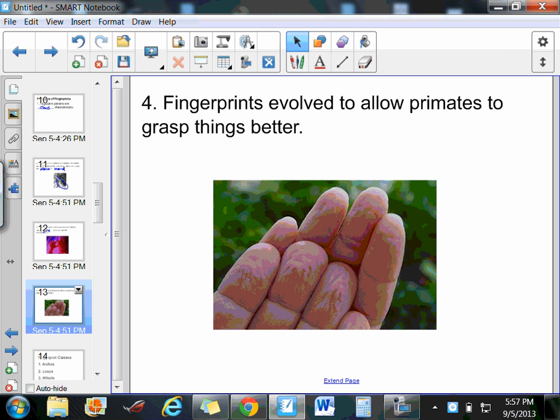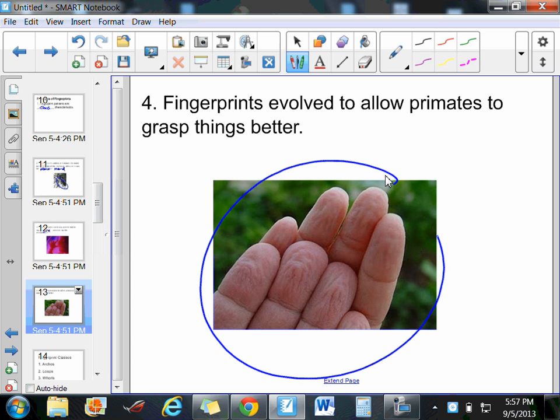And this is more FYI, but I thought this was cool too, that fingerprints actually evolved to allow you to grasp things better. And this is doubly so when you get wet. If you've ever gotten the pruny fingers, like this picture here, scientists actually think that the reason you get pruny fingers is it increases the surface area and helps you to grip onto things better.